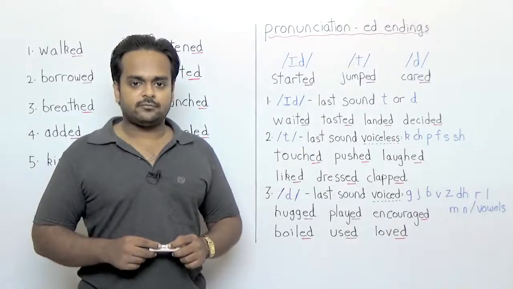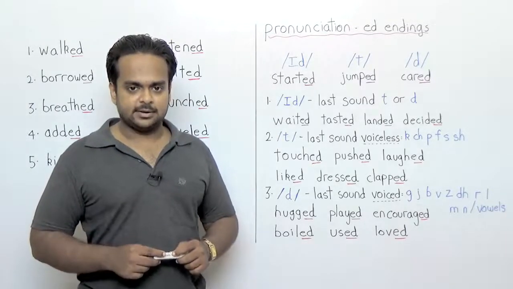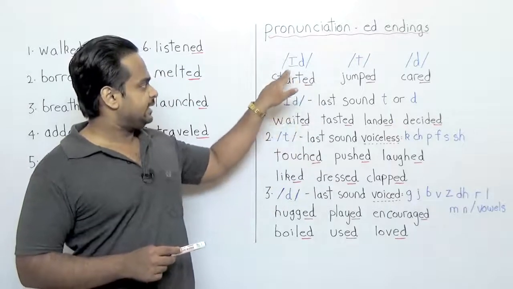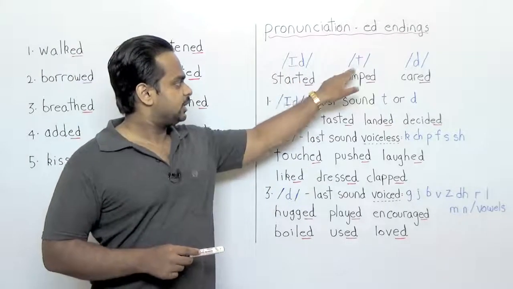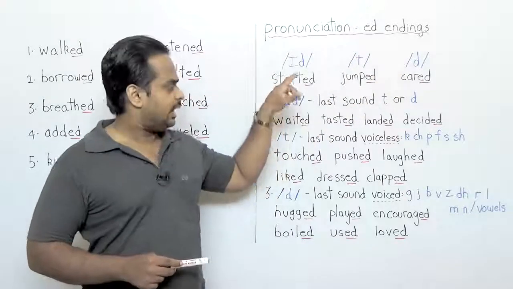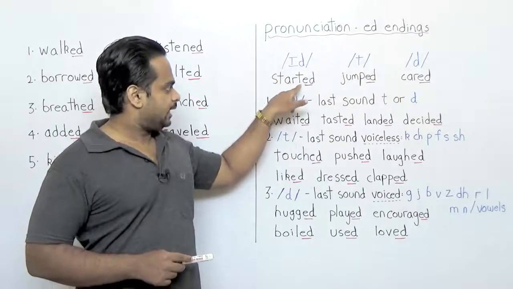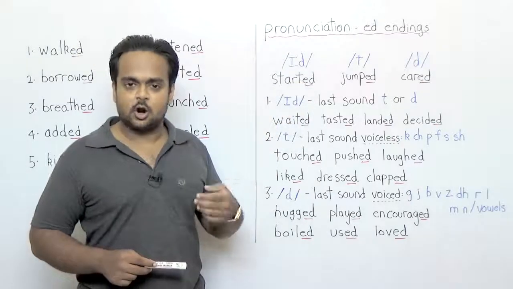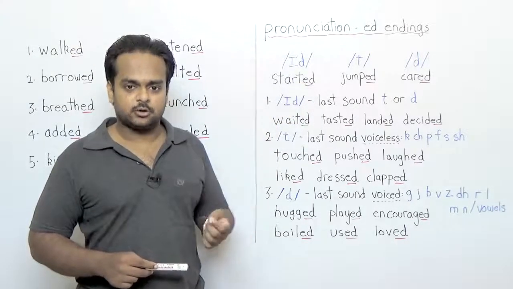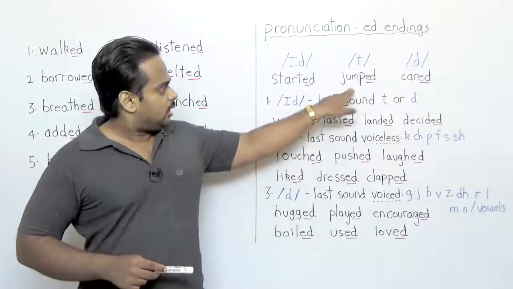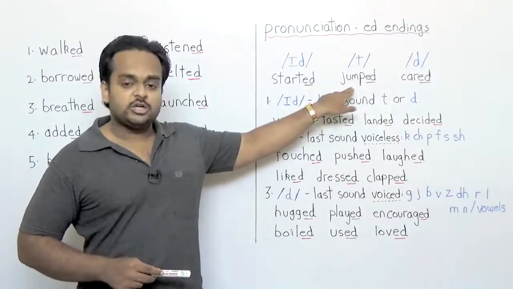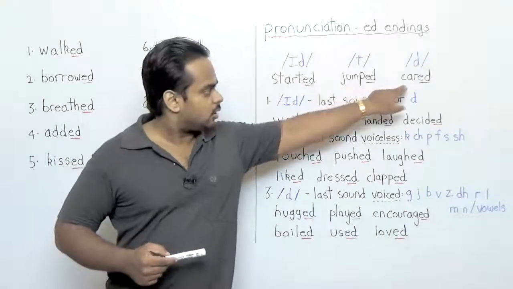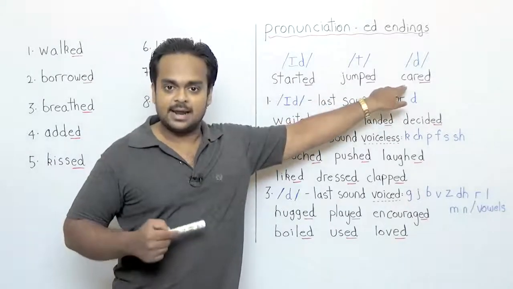Alright, now when you have a verb with an ed ending, it can be pronounced in one of three ways, either as id, t, or d, as in started. Here the sound is started, id. It's not started, but it's a little softer, started. In this word, it's jumped, t, or cared, d.